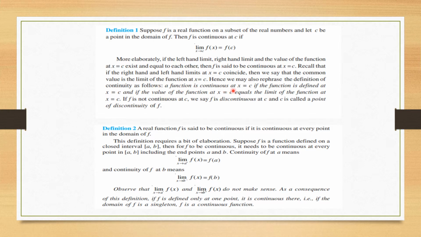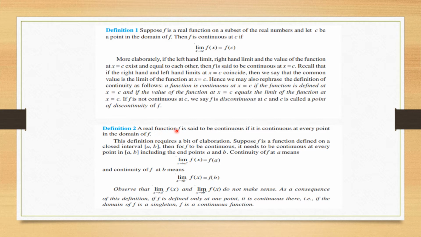A function is said to be continuous at x equal to c if it is defined at x equal to c and if the value of the function at x equal to c equals the limit of the function at x equal to c. That means the right and left limits should be equal, so the limit of the function exists, and moreover it is also equal to the value of the function at that point. And if it is not continuous, we call it a discontinuous function at c, and c is called the point of discontinuity of the function f.